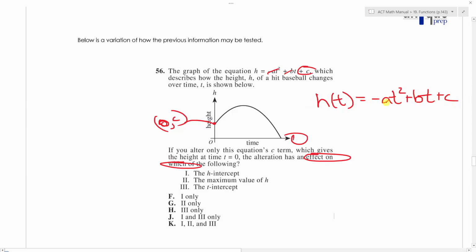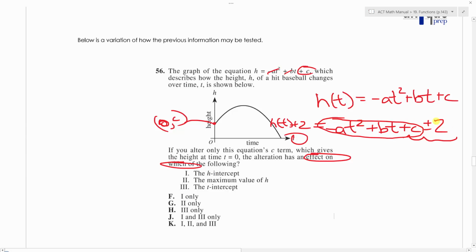We would have our original function, which is negative at squared plus bt plus c, and then we would be adding or subtracting something to this c. So we would end up with negative at squared plus bt plus c, and then plus or minus some other number. Let's say it's an n or a 2. Let's actually just make it a number. So instead of having just plus c, we would have plus c plus 2, and that would be the same as h of t plus 2, right? Because this is all h of t, and then this is a plus 2. I'm just focusing on the plus right now. So it would be h of t plus 2.